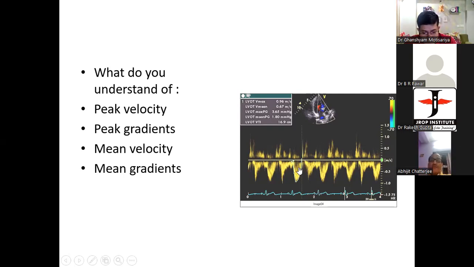What have they done to the fourth complex? They have traced out the fourth complex. Yes. And by tracing out, you can get the peak velocity and the mean velocity, and also the VTI. Yes. So why are you not able to say this? This is very simple.